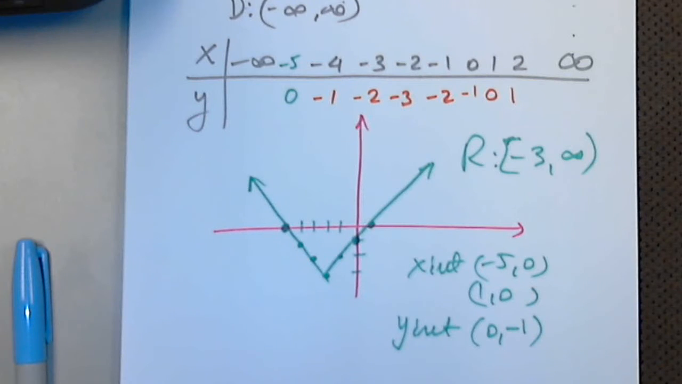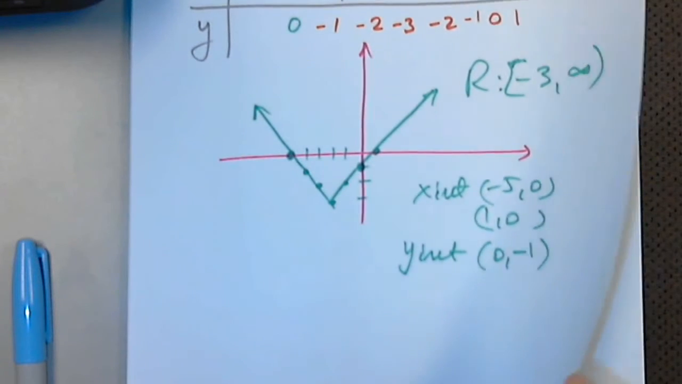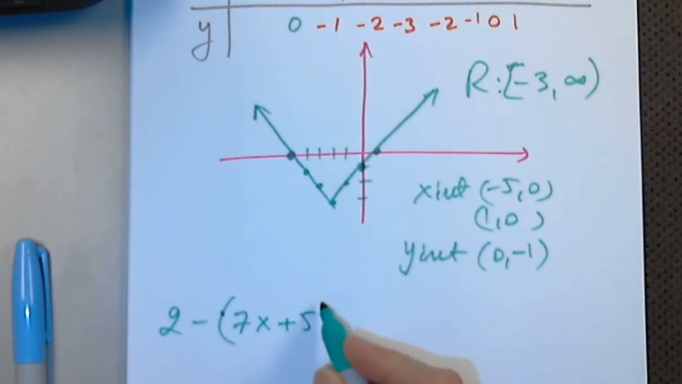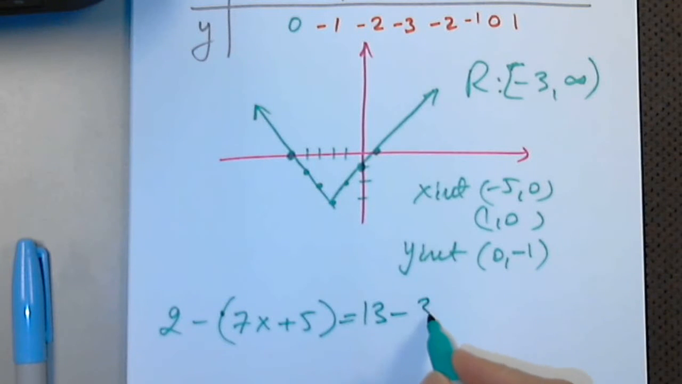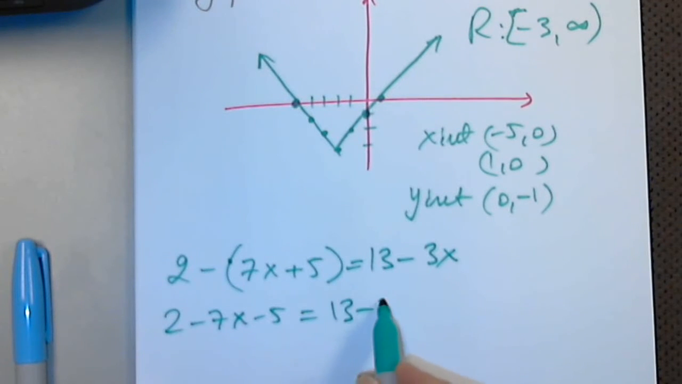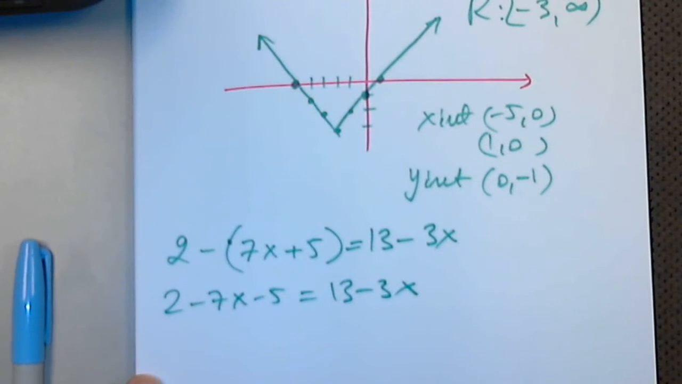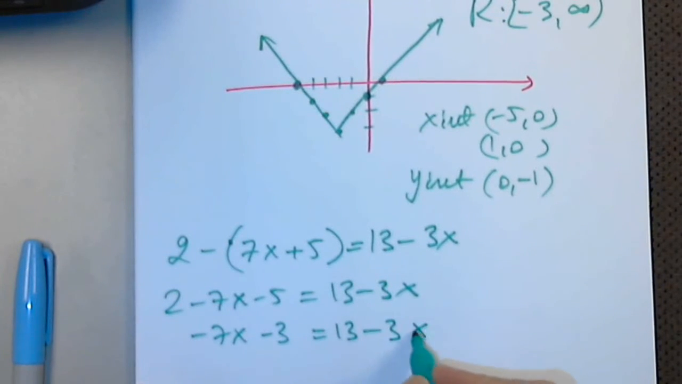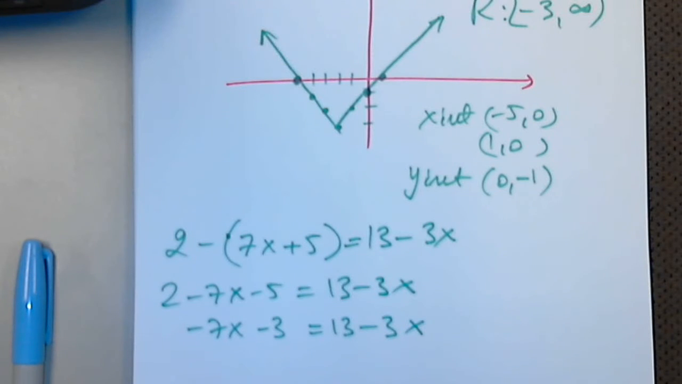Other questions for me? Anything else? Yes, please. Go ahead. The equation is 2 minus the quantity 7x plus 5 equals 13 minus 3x. Good. So I distribute -1, so it's 2 minus 7x minus 5 equals 13 minus 3x. I must combine like terms. Negative 7x minus 3 equals 13 minus 3x. Both sides are fully simplified.